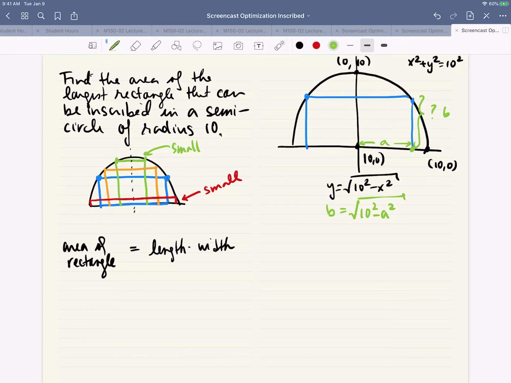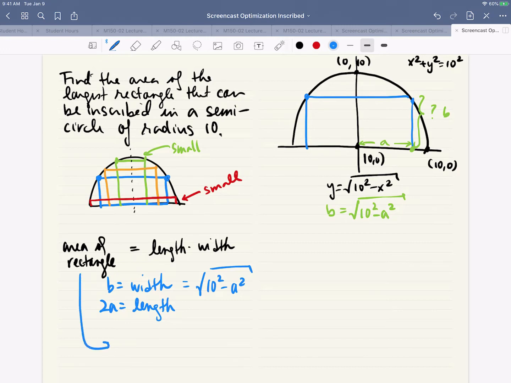So with that in mind, let's go back down to the left side of the page. If I say b is the width of my rectangle, and I'm going to say I want to use a as my length, but really it's 2a. 2a is my length. Then b is the square root of 10 squared minus a squared.